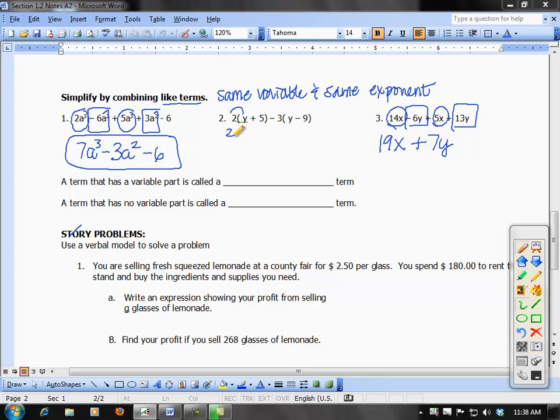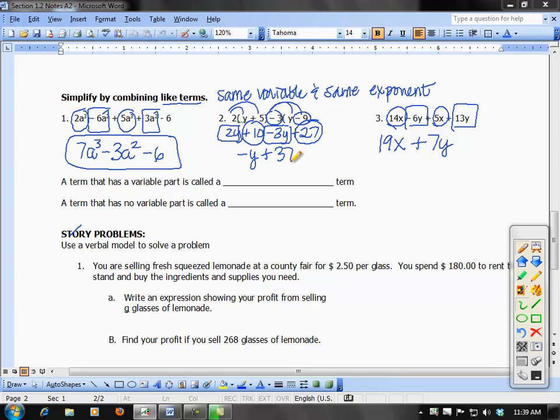2 times y is 2y. 2 times 5 is 10. I'm going to take this negative 3 and distribute it. Negative 3 times y is negative 3y. Negative 3 times negative 9 is positive 27. And by taking the negative with it, it already accounts for the subtraction inside. So now let's add like terms. 2y and negative 3y is a negative y. Please don't put the 1 in front, but if you need it right now, I'm okay with it. By the end of chapter 1, we'll have to get rid of it. 10 and 27 makes a positive 37.